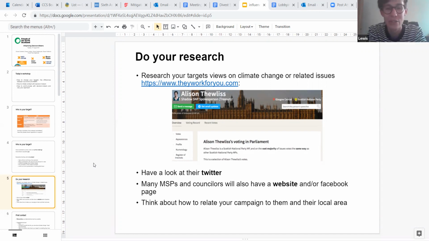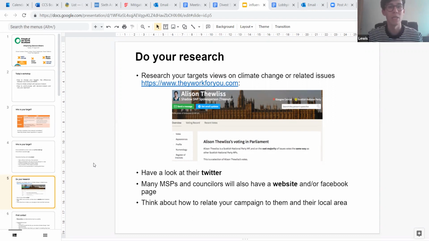So it can be a really useful thing to use certain resources to get a sense of where they stand. That might be where they generally stand on climate issues, so whether your sense they might be a good person to target is backed up by the ways they voted in the past, or things they've mentioned on their Twitter or posts on their website. But it can also be a way of trying to relate the issue you want to talk about, i.e. fossil fuel divestment, to the things that matter to them.